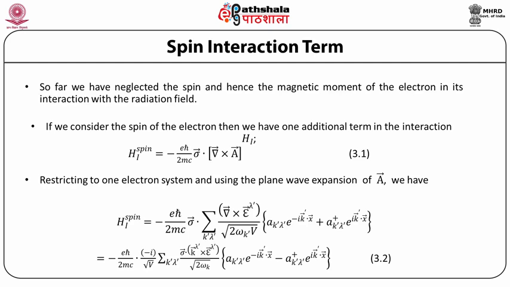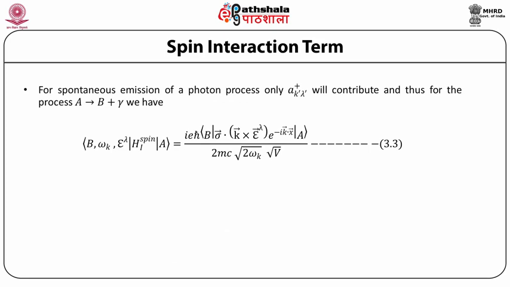And a k prime lambda exponential minus i k prime dot x vector, and a dagger k prime with exponential plus i k prime dot x vector. This simplifies to minus eħ/2mc into minus i by square root of V, summation over k prime and lambda prime, sigma vector dot k lambda prime vector cross epsilon vector divided by square root of twice omega k, a k prime exponential minus i k prime dot x vector, a dagger k prime exponential plus i k prime dot x vector. For spontaneous emission of a photon process, only a dagger k prime will contribute.